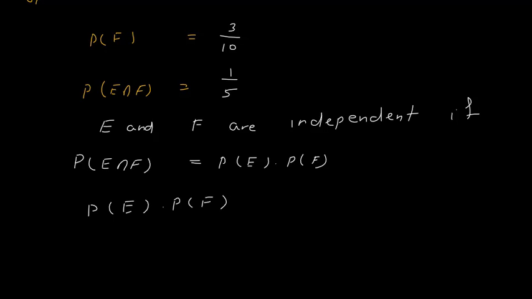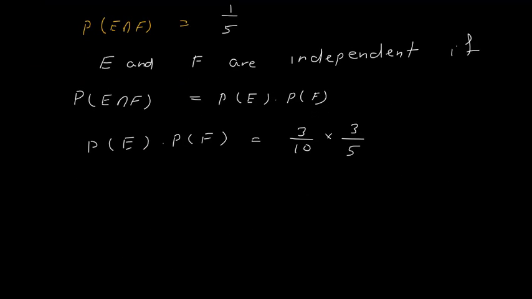It is 3 upon 10 into 3 upon 5, which is 3 into 3 is 9 upon 10 into 5 is 50. And here E intersection F is 1 upon 5. So they are not equal. So therefore P of E intersection F is not equal to P of E into P of F.